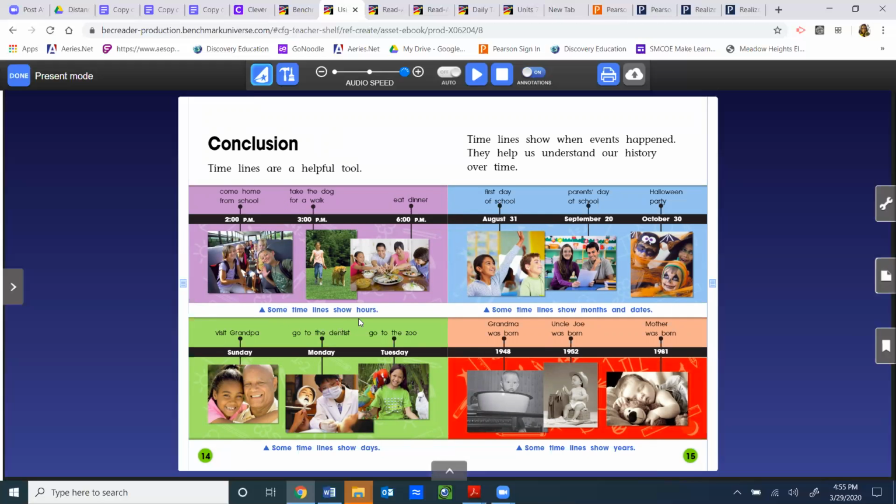Some timelines show hours, like this one, 2 p.m., come home from school, 3 p.m., take the dog for a walk, 6 p.m., eat dinner. Some timelines show days. Sunday, visit grandpa. Monday, go to the dentist. Tuesday, go to the zoo. Some timelines show months and dates. August 31st, first day of school. September 20th, parents' day at school. October 30th, Halloween party. And some timelines show years. 1948, grandma was born. 1952, Uncle Joe was born. 1981, mother was born.